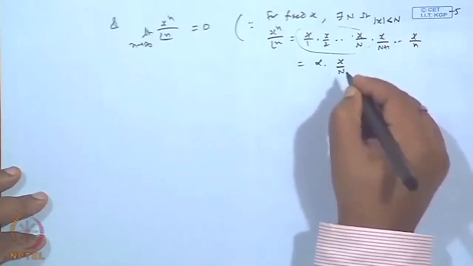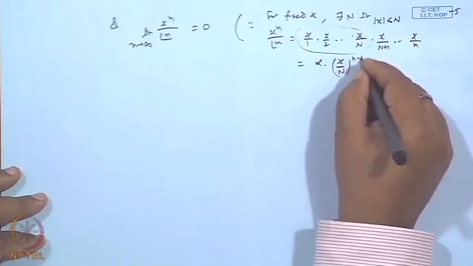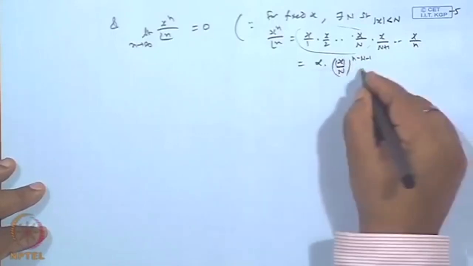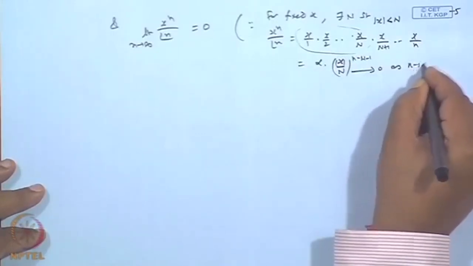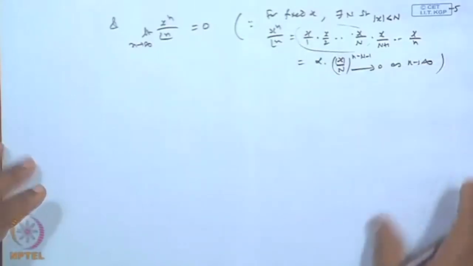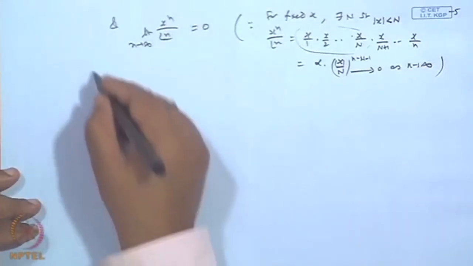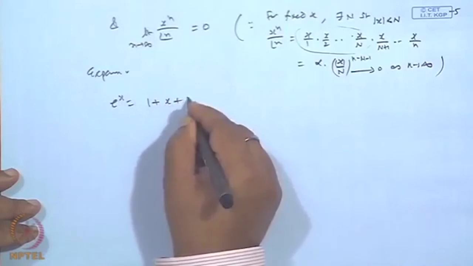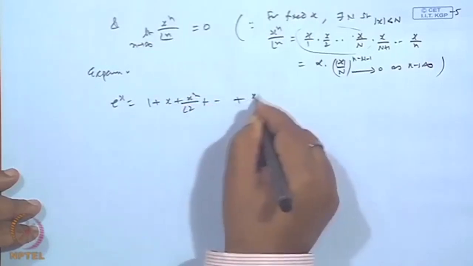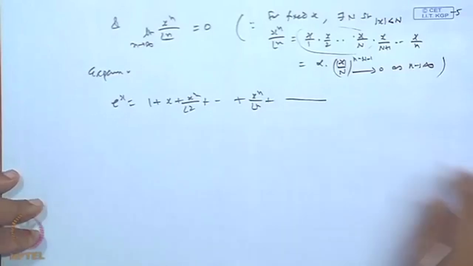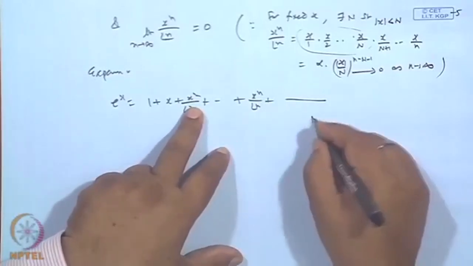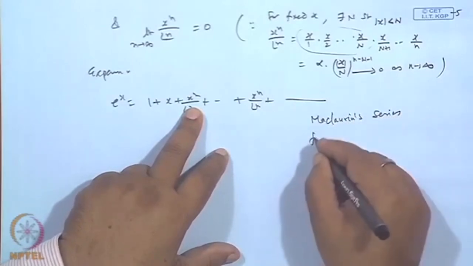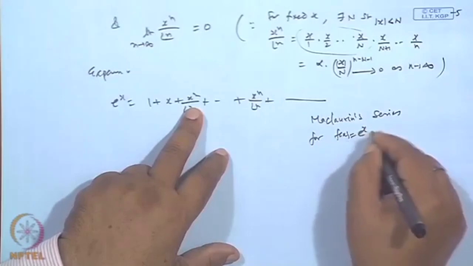So, we can write x by n rest to the power n minus 1. So, this is less than 1 in modulus, so this will be tending to 0 as n tends to infinity. Therefore, the remainder term in this will go to 0. So, the expansion of e to the power x will be 1 plus x plus x square factorial 2 plus x to the power n factorial and so on. And this will give the Maclaurin series for the function f(x), which is e to the power x.